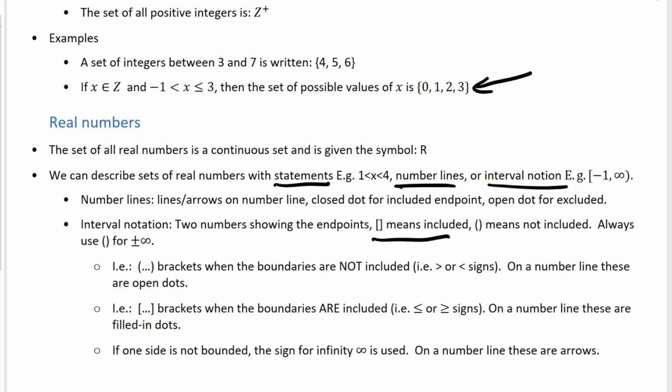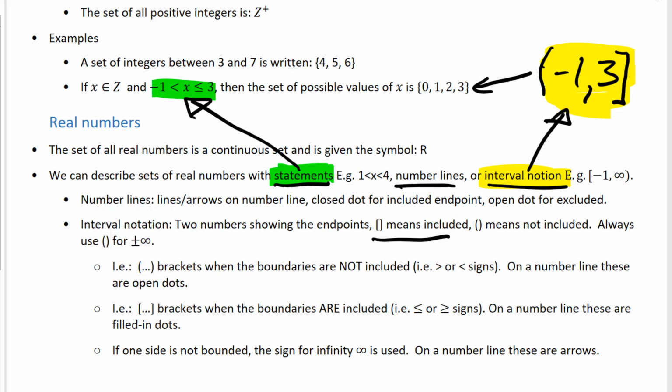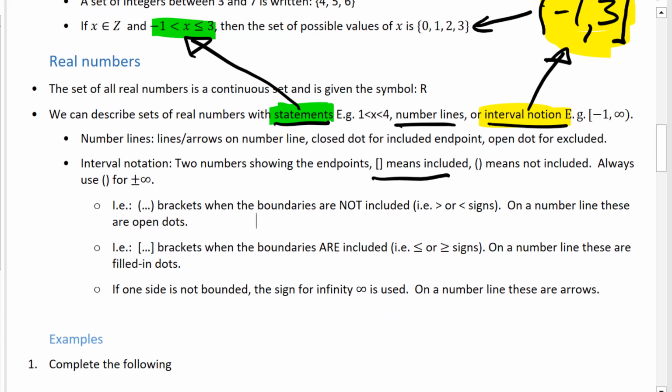So is the -1 included in this example? Is it included? No. So this one, we would use a round bracket for the -1. Not included. And what number does it go up to? 3. And is 3 included? So we use what bracket? The square. Because there'll be questions like, solve this equation under this interval, and then it'll use these symbols. So that's why I'm starting off with this topic, so you know the symbols.